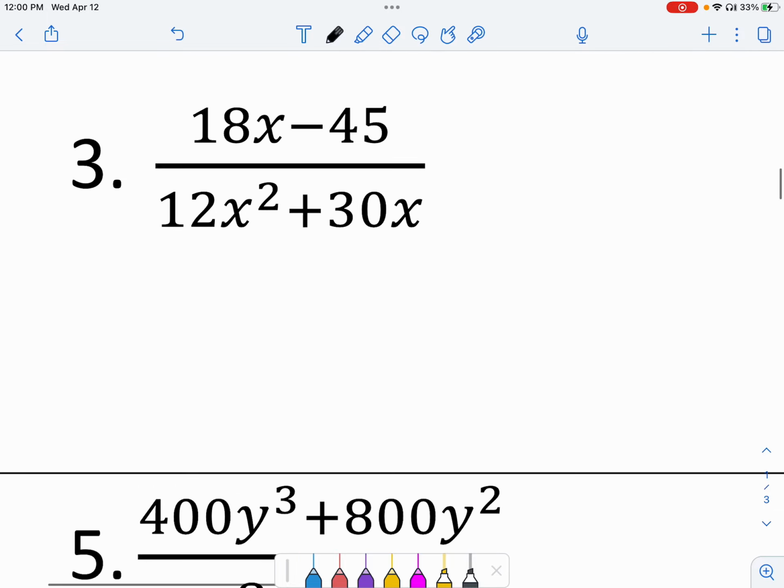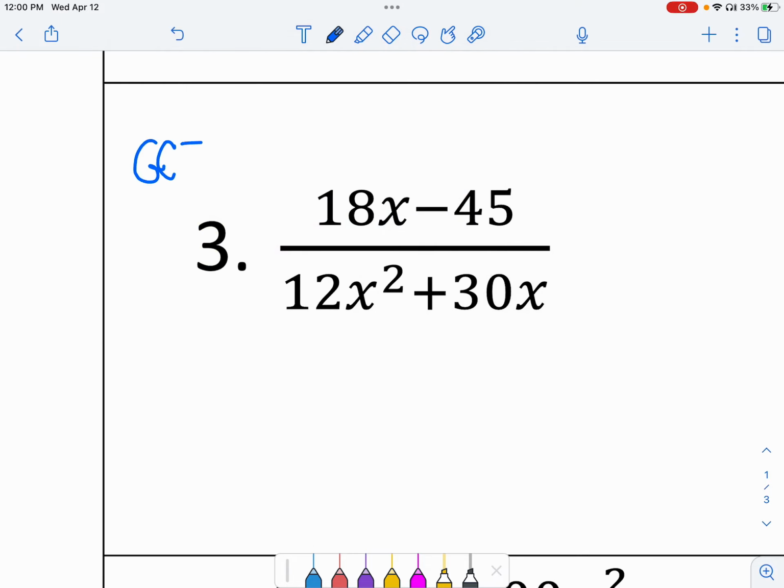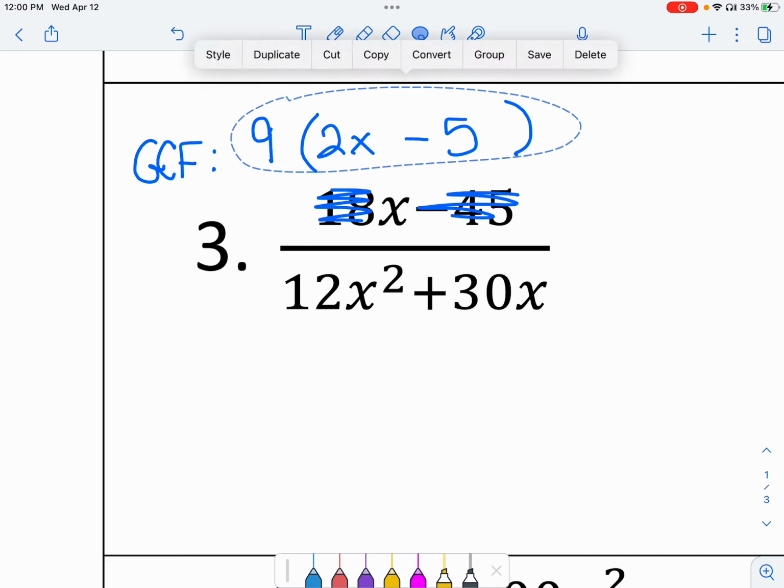Let's go to the next one. Let's find the GCF on the top. Did I make it hard? I'm thinking 9. Yep, 9 goes into 18 and into 45, and this doesn't have an x, so it's just 9. If I divide this by 9, I get a 2x. If I divide this by 9, I get a minus 5. So my numerator is this.